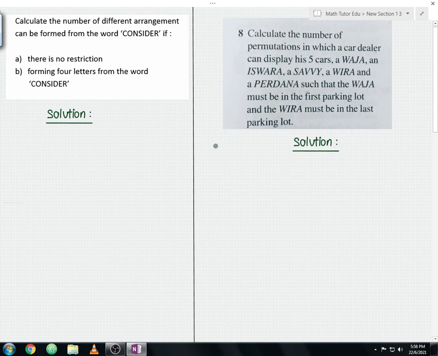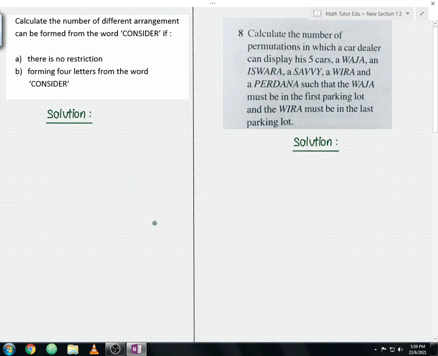Calculate the number of permutations in which a car dealer can display his 5 cars, a Wajah, an Iswara, a Savvy, a Veera and a Perdana, such that the Wajah must be in the first parking lot and the Veera must be in the last parking lot.